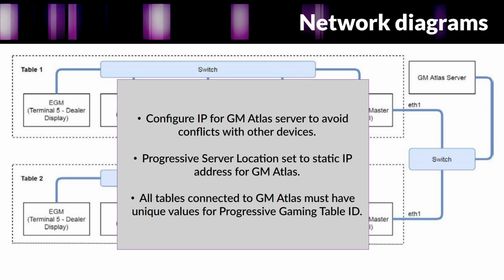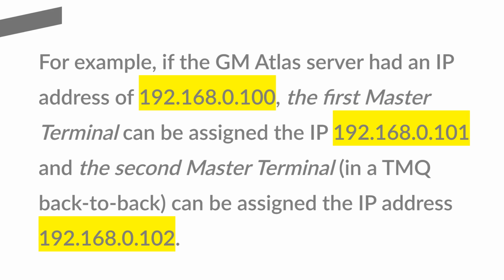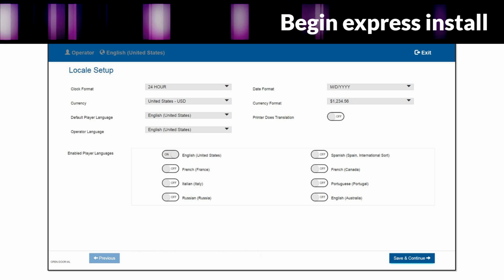For example, if the GM Atlas server had an IP address of 192.168.0.100, the first master terminal can be assigned the IP 192.168.0.101, and the second master terminal in a TMQ back-to-back can be assigned the IP address 192.168.0.102. To begin the Express installation, power on the server, set the date, time, and time zone to match the Quartz terminals.